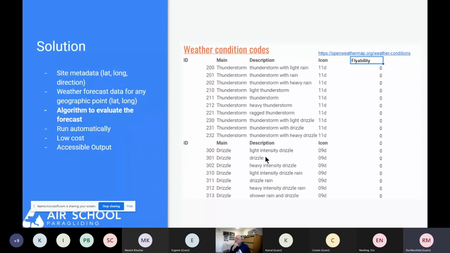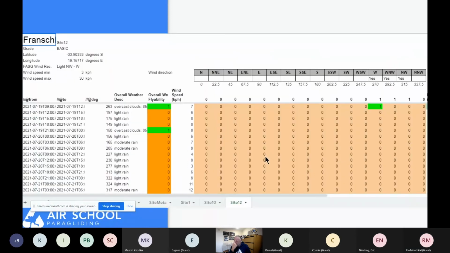So things like thunderstorm, drizzle, rain, and so on, snow is all going to be 0s, and sunshine, partly cloudy, etc. would be 1s. It would be flyable. Then at every site level, you would be doing your evaluation.